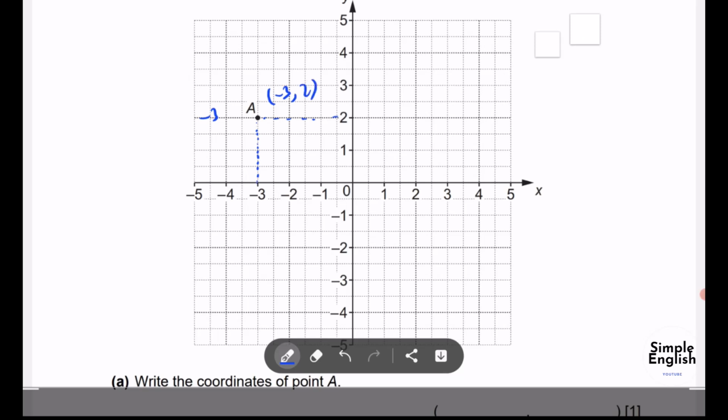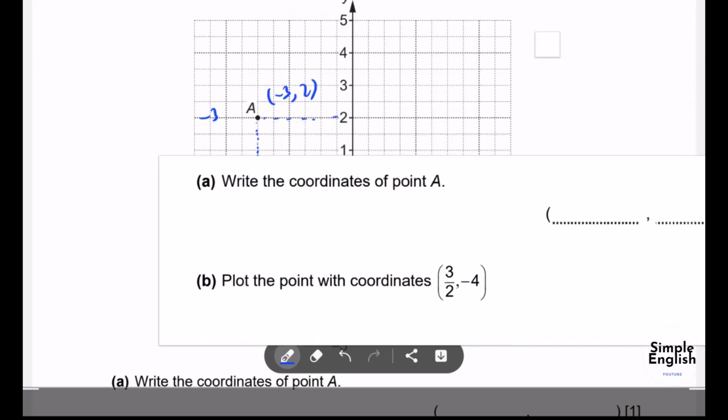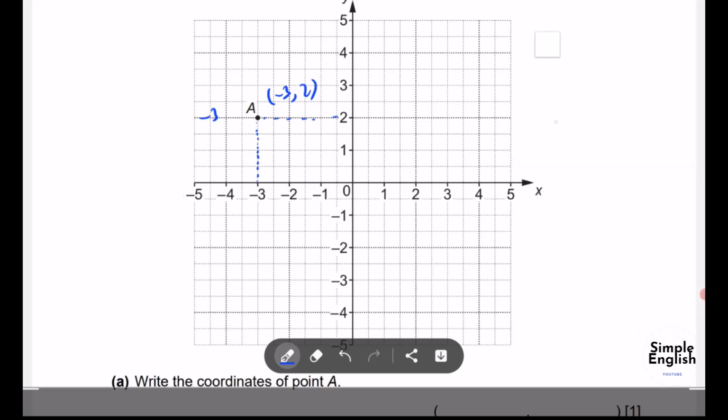So how about B? Plot the point with coordinates 3 over 2, -4. 3 over 2 equals 1.5, right? 1.5 is here. And -4: -1, 2, 3, 4. Remember the second number is the y-axis, right? Here. So that will be the coordinates of point B.